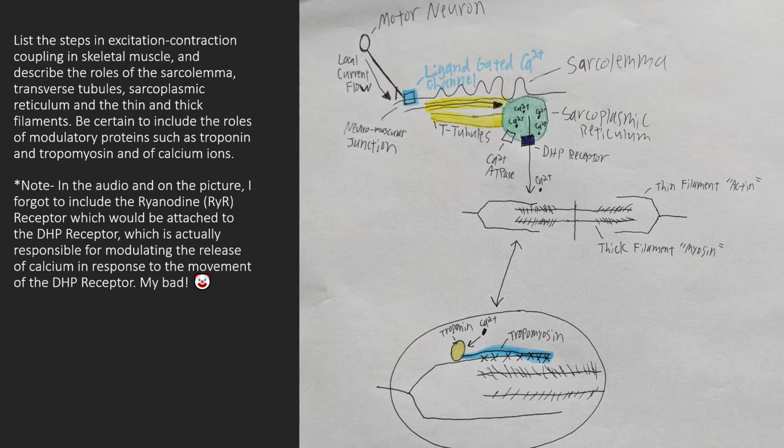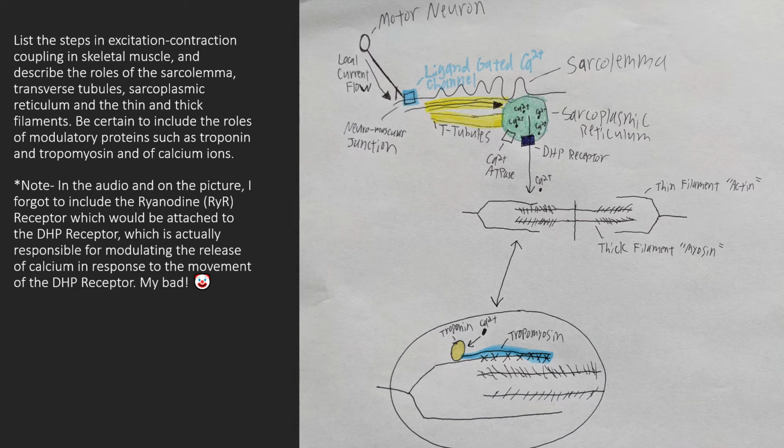And once the current reaches the sarcoplasmic reticulum, it's actually the use of a DHP receptor that moves or wiggles a little bit in response to this influx of ions. And this movement triggers the SR to open up and spill out all of this calcium into the cytoplasm. Now, this is where the action actually happens, and we can start muscle contraction.